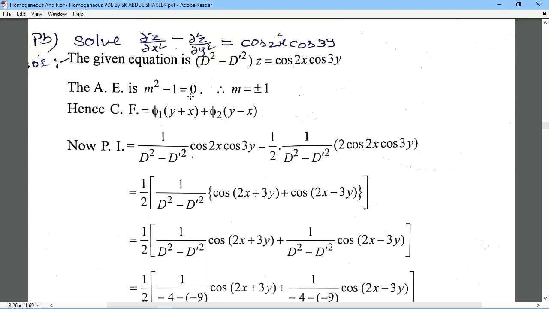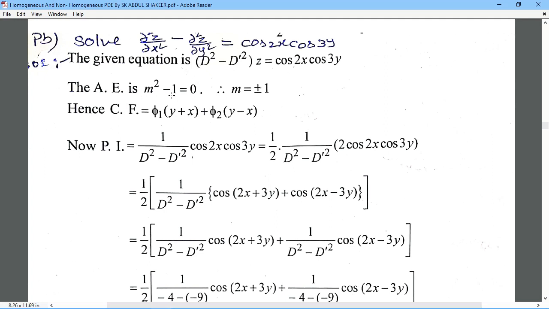Now coming to another sum, the problem is: solve dou square z upon dou x square minus dou square z by dou y square is cos 2x into cos 3y. Given equation in operator form, dou square by dou x square means d square, dou square by dou y square means d dash square.